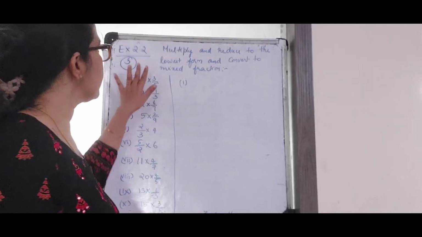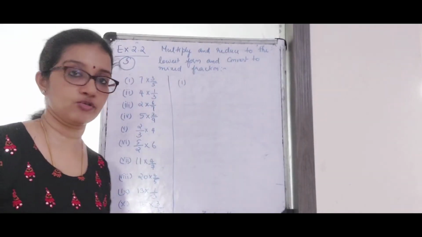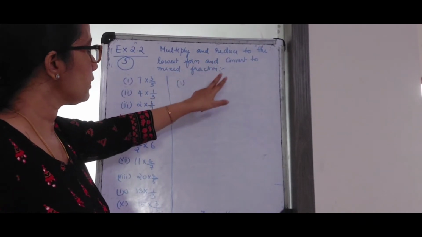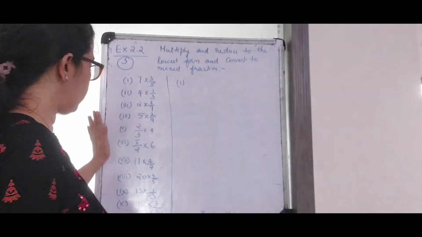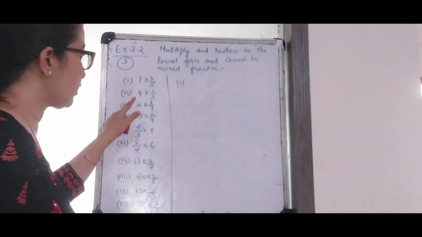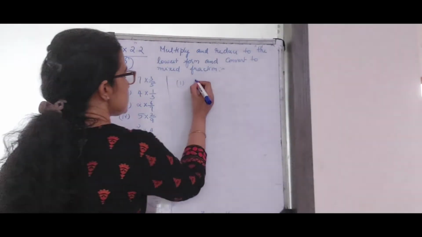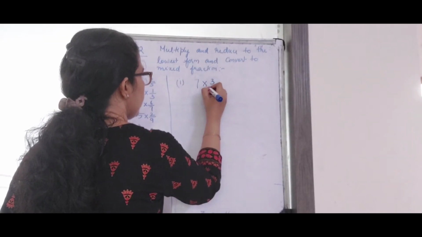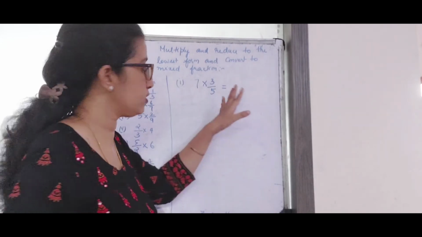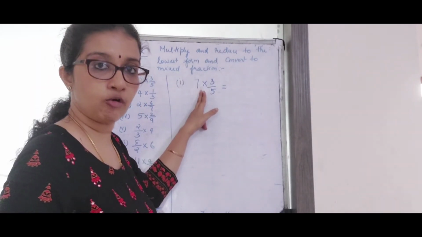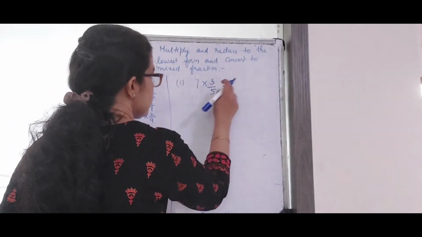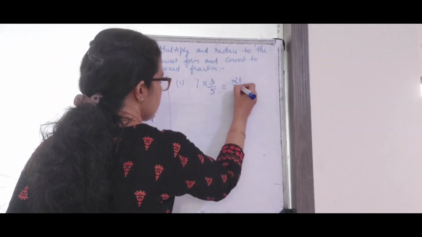Now let's see the third question of exercise 2.2. Multiply and reduce to the lowest form and convert to mixed fraction, and they have given 10 problems. Now let's see one by one. First problem is 7 into 3 by 5. So how can we multiply a whole number and a fraction? You just have to multiply the whole number with the numerator of the fraction, right? So 7 3s are 21, 21 by 5.